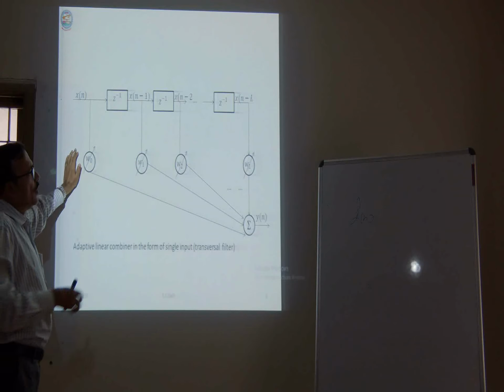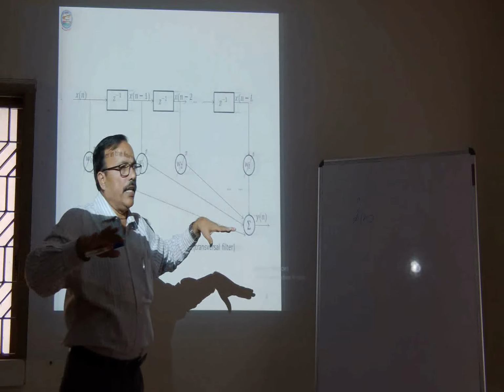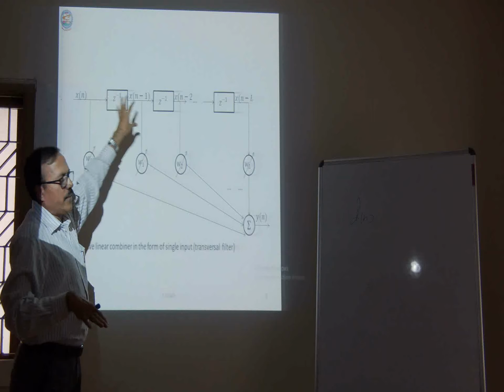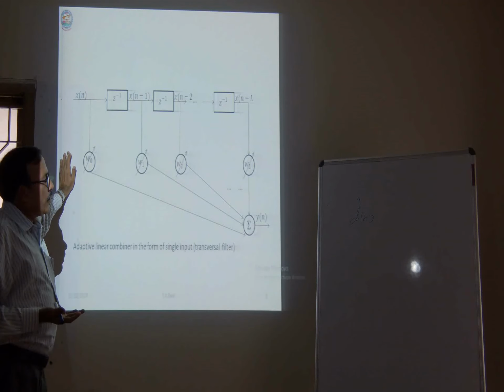But if you take different sets of input, the adaptive linear combiner is not linear, it is non-linear, but we say it is a linear combiner because for a fixed set of input, it behaves linearly, that's why it is known as adaptive linear combiner.